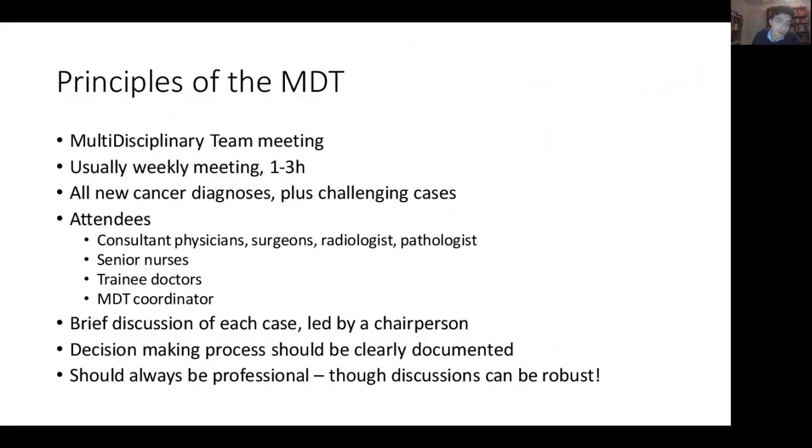Us lot as oncology trainees or surgical trainees will usually turn up in MDT as well and sit at the back. There'll be an MDT coordinator who writes minutes and keeps everybody on track with the correct notes. There'll be a brief discussion of each case led by the chair.